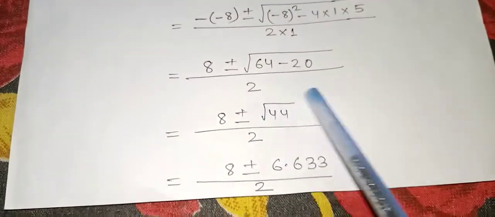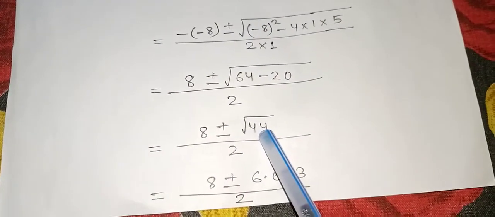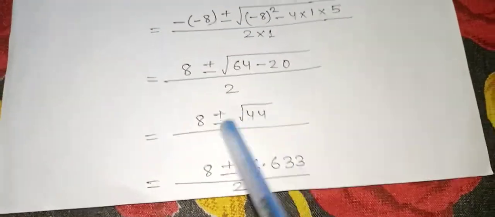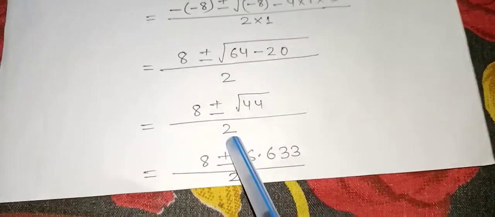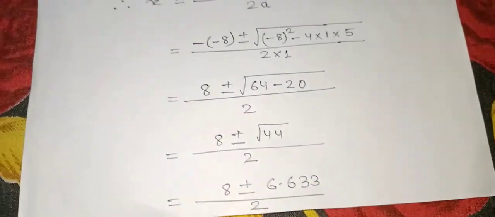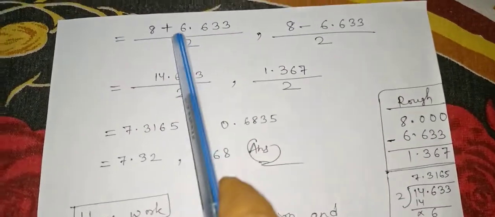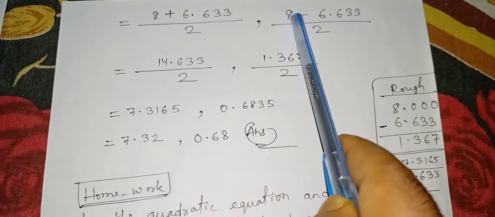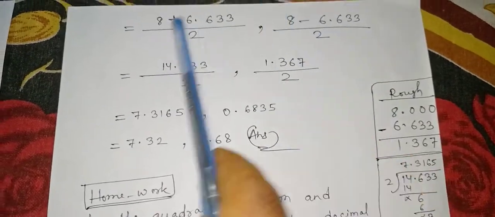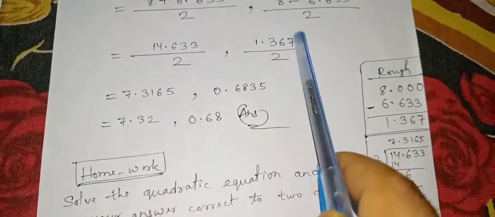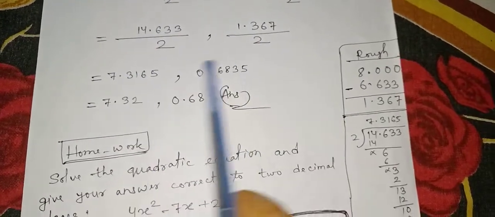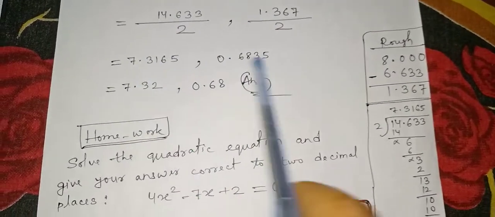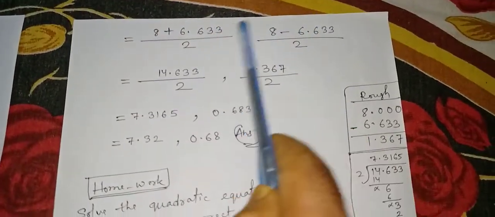We will get root over 0 here because value of b square minus 4ac will be 0. Then what will happen? 8 plus 0 by 2 and 8 minus 0 by 2. That means I will add 8 with 0 and here I will subtract 8 with 0. In both the cases answer will be 8 by 2, that means both the answers will be 4, 4. Because adding with 0 or subtracting with 0 result is same.